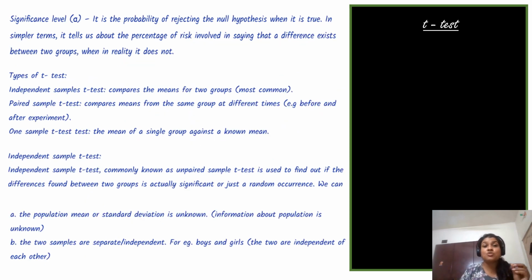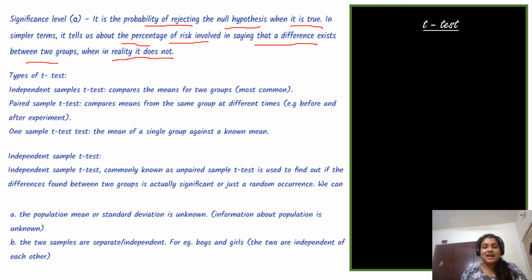Now we will be coming to another point, that is significance level. Now this understand very carefully. It is the probability of rejecting the null hypothesis when it is true. It is the probability of rejecting the null hypothesis even when it is true. In simpler terms, it tells us about the percentage of risk involved in saying that a difference exists between two groups when in reality it does not.